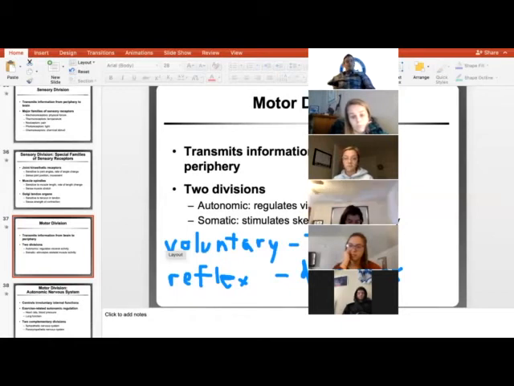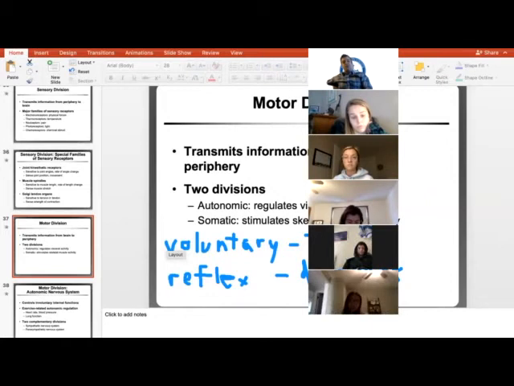Now, can you give me a reflexive movement that you think is something that I wouldn't have thought about? Something that you wouldn't have thought about as a reflexive. Reflex. What's a reflex? Any example of a reflex?